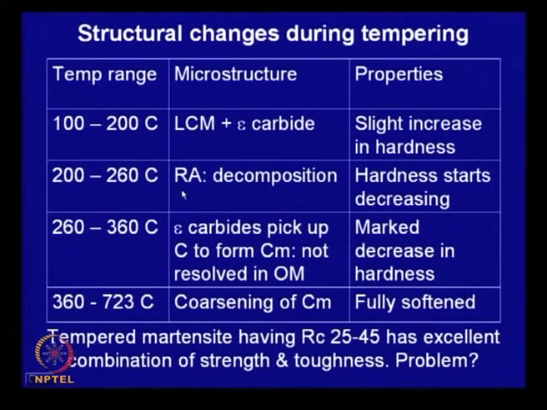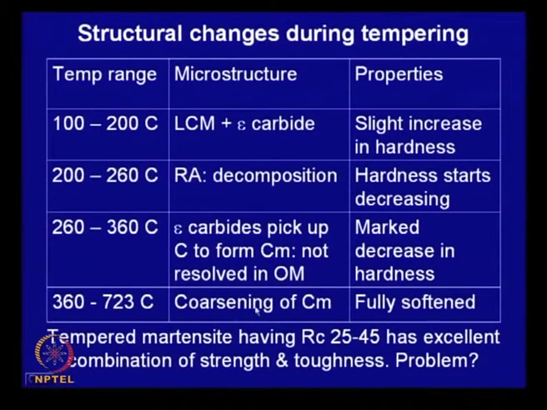Next is this temperature range, which also coincides with the bainite transformation range, and here the retained austenite decomposes, and the hardness keeps changing, and parallelly the martensite also keeps changing, and there will be a significant drop in hardness. And in this temperature range, epsilon carbide can pick up carbon to form cementite, but these are not resolved in the optical microscope. This structure, but there will be a marked decrease in hardness.